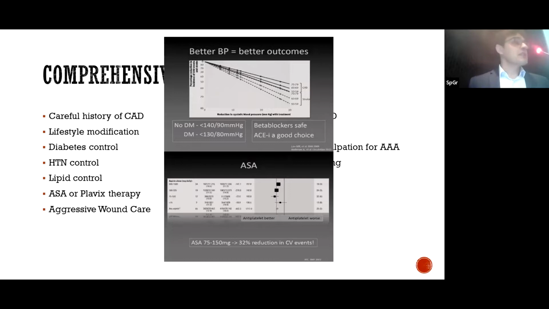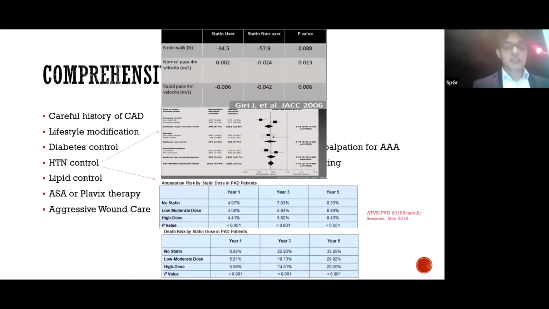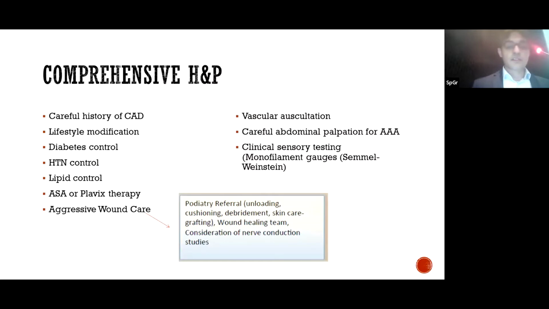These patients need a complete overhaul of their lifestyle. I mean, strict diabetes control, strict blood pressure control, ACE inhibitors should be used. Even small things matter. Even if you're a vascular surgeon or foot and ankle specialist, you should start these patients on either aspirin or Plavix, and you can reduce the cardiovascular events by 30% in these patients. Lipid statin therapy not only improves their walking distance, it also decreases the risk of their amputation and improves their overall survival.